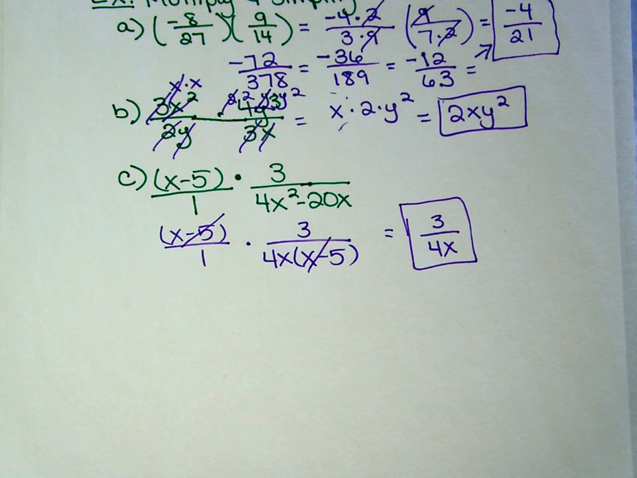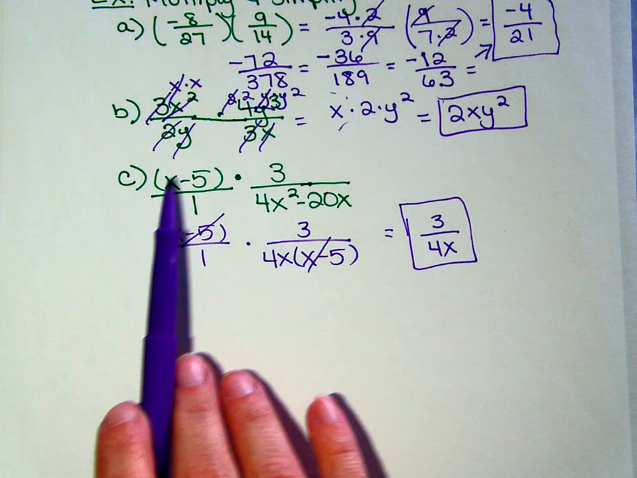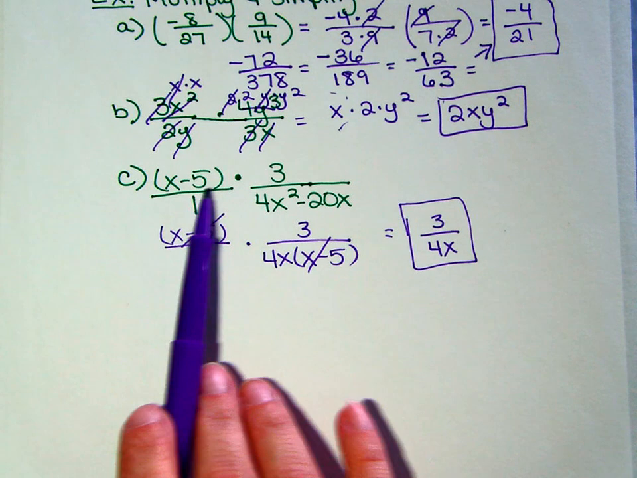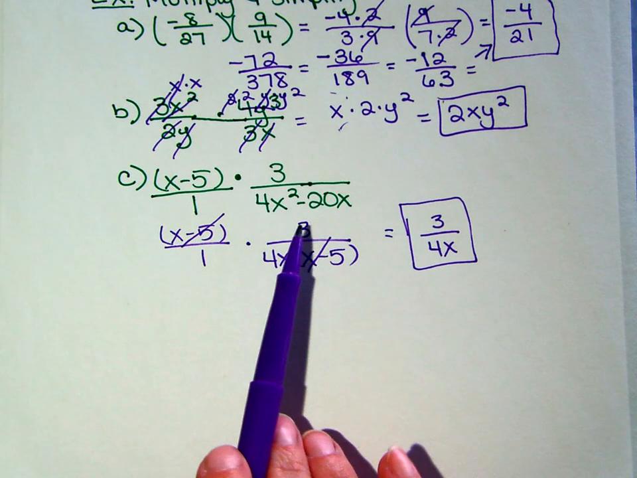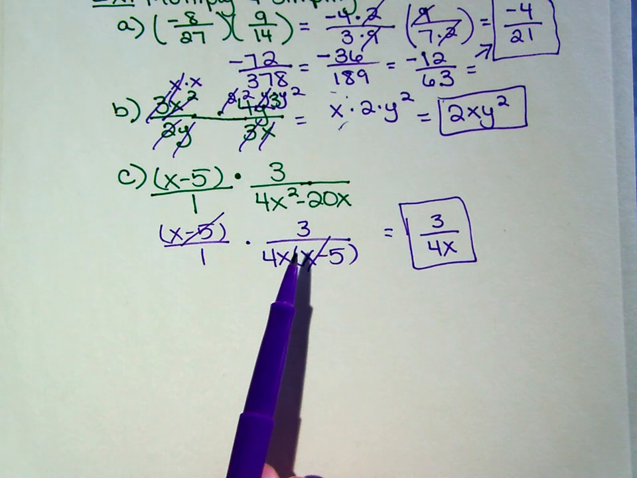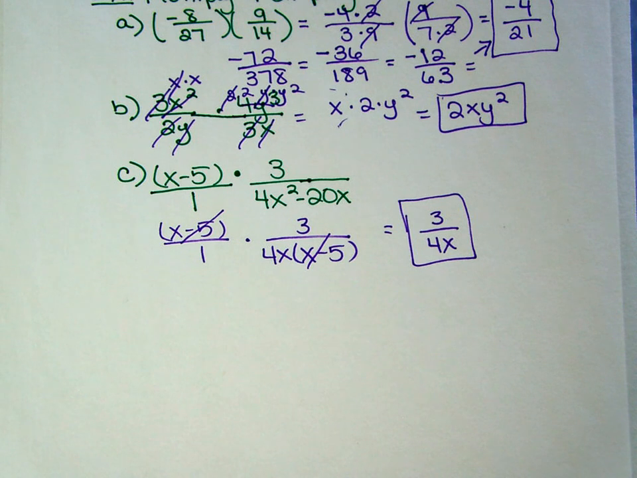So when you have rational expressions with binomials or polynomials and things like that, I strongly discourage you from doing the multiplication first, because if you did the multiplication on top, you would distribute the 3 and then you'd have 3x minus 15 over this, and it's definitely a lot harder at that point to see what's in common with the top and the bottom.